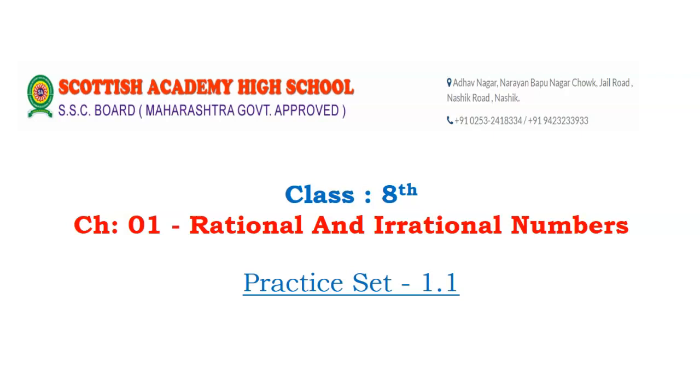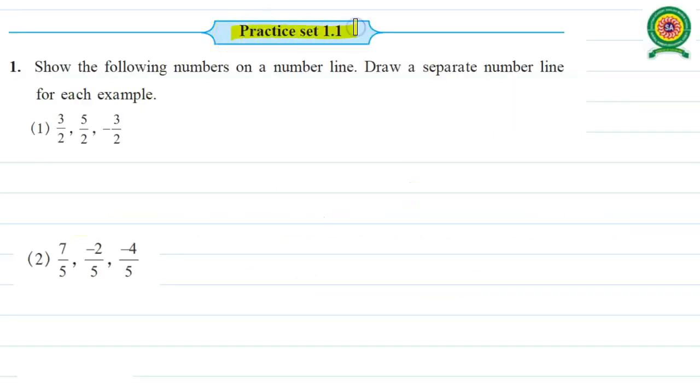Hello everyone. In this lecture we are going to discuss the 8th class topic, chapter number 1, rational and irrational numbers, practice set 1.1. In practice set 1.1 we have the first question: show the following numbers on the number line, drawing a separate number line for each example. The first sub-question has the rationals 3 by 2, 5 by 2 and minus 3 by 2. We have to show them on a number line.